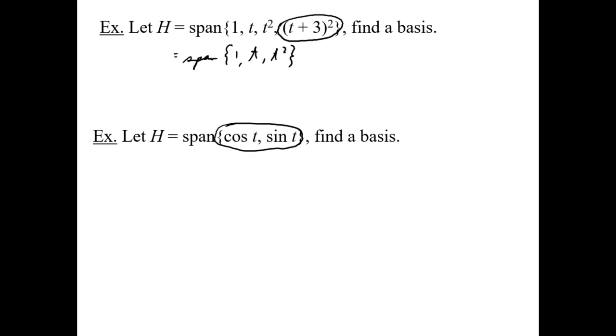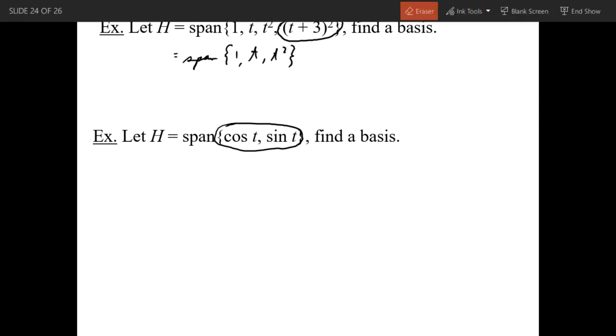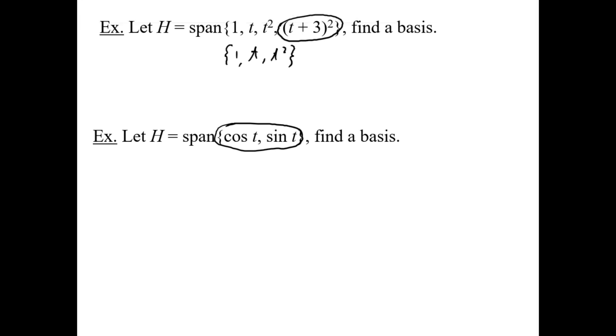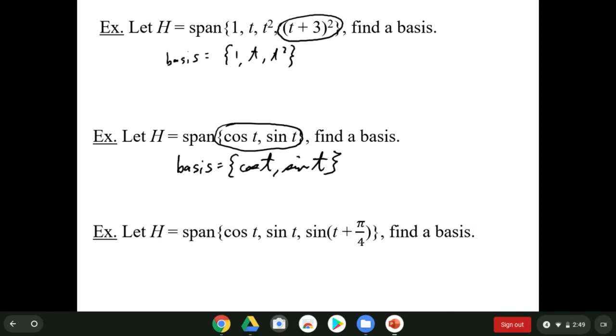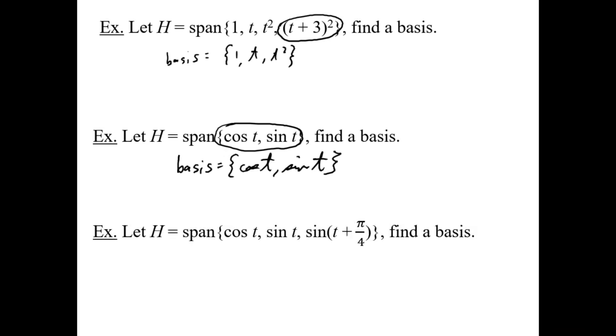Let me rewrite this just a little bit. The basis that I'm looking for is this set. Here they're already independent, so the basis would just be cosine t and sine t. And in this case right here, again, we found that this vector was dependent on the others. So here we can throw out the one that was dependent, and the basis would just be cosine t and sine t. So in this case, these are actually the same set. These are the same subspace.